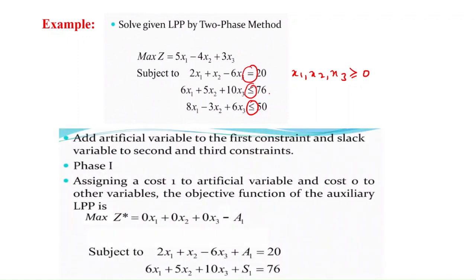So in phase 1, as you could see here, the constraints are 2x1 plus x2 minus x3 plus a1, where a1 is the artificial variable, and S1 and S2 are the slack variables.